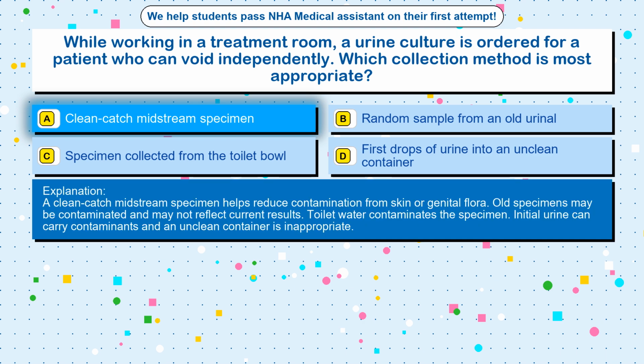A clean catch midstream specimen helps reduce contamination from skin or genital flora. Old specimens may be contaminated and may not reflect current results. Toilet water contaminates the specimen. Initial urine can carry contaminants and an unclean container is inappropriate.